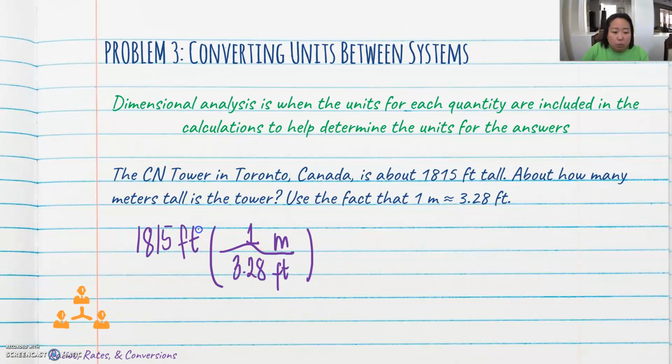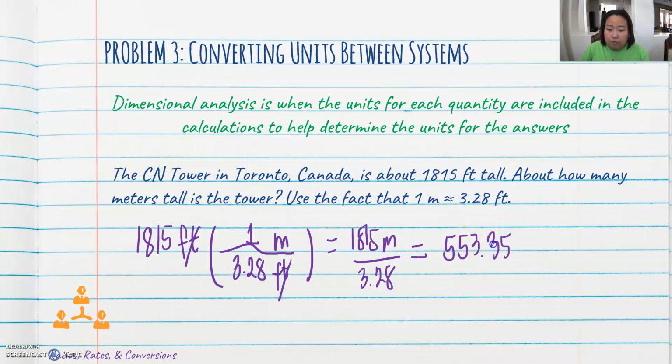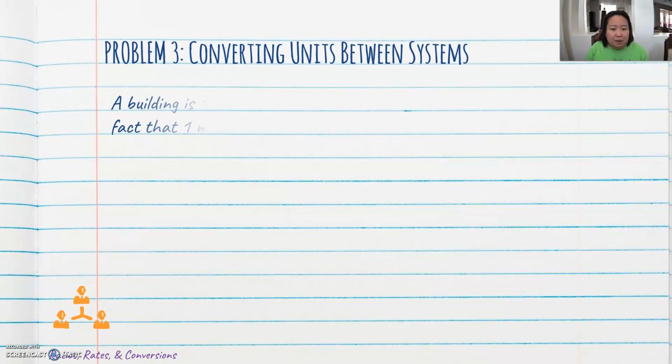Again, we can cancel feet divided by feet, that's equal to 1, okay? And so this will give us 1815 meters divided by 3.28. If you do the computation for this, it will end up to be 553.35 meters. Okay, so just be flexible as to what Math Excel would like. If it wants you to round to one decimal place or to the whole number, just follow what it requires, okay? All right, let's have another example.